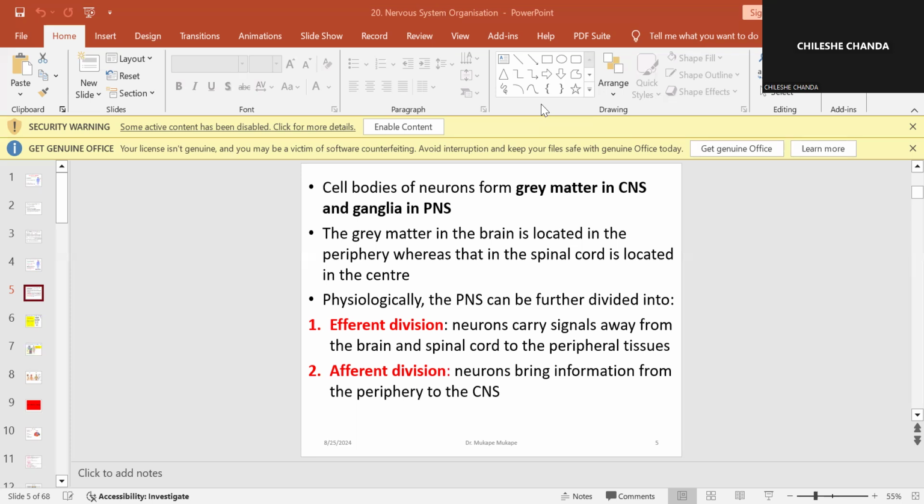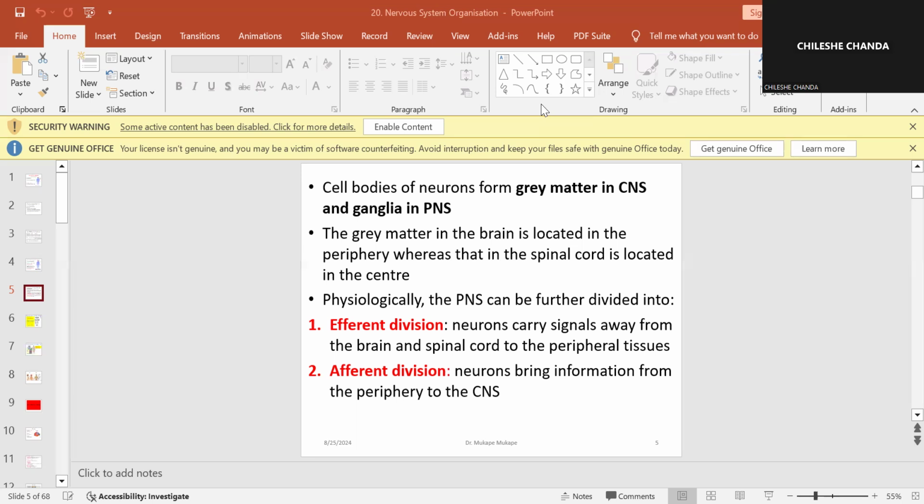And so those afferent neurons are all sensory neurons because they are carrying information from the peripheries to the central nervous system. This information is what they have sensed. These could be neurons from the skin, the ears, the eyes, the tongue, the nose. All those will be said to be afferent neurons.